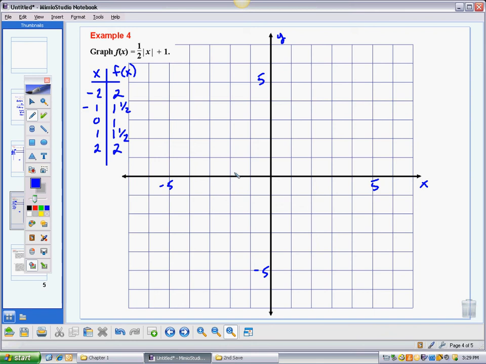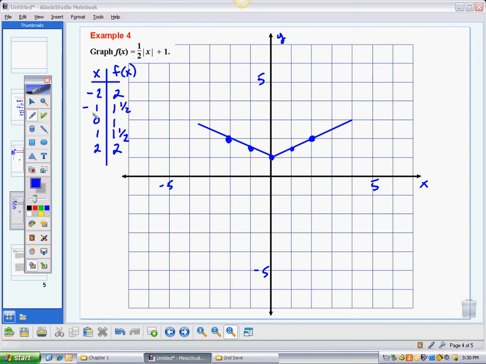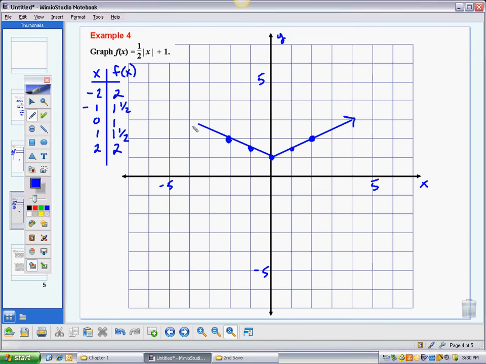So now I'll go to -2, 2, and I'll put a point there. -1, 1.5, 0, 1, 1, 1.5, 2, 2. Okay, great. And we'll go ahead and draw the graph in here, and absolute value functions will be this V-type shape. It's not a parabola like a quadratic, it's a V-type shape. And there's the graph, and that's all about all I want you to do with these, okay?